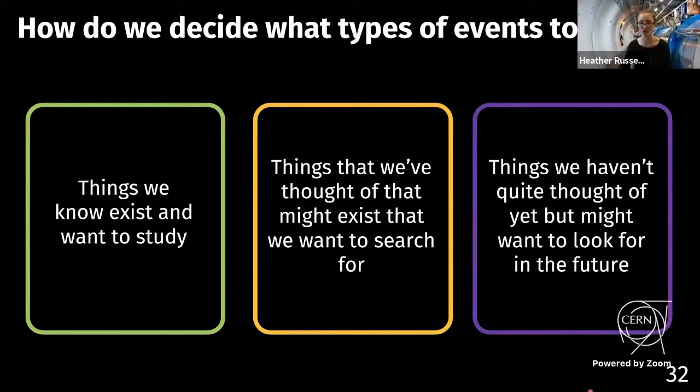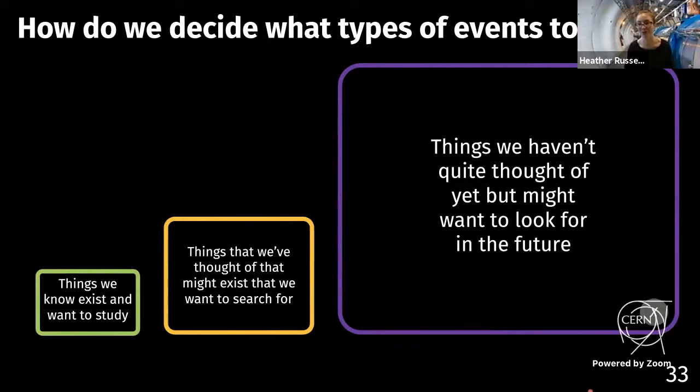Now, I've made all of these boxes the same size. That's just for the sake of my explanations and being able to actually read the text out. But really, it's more like this, right? There are so many possibilities that we haven't thought of yet. Then one of the hardest parts of designing our event selection is making sure that it's generic enough such that we do not exclude any particle X that could be hiding way beyond the things we've thought of, just waiting to be discovered.